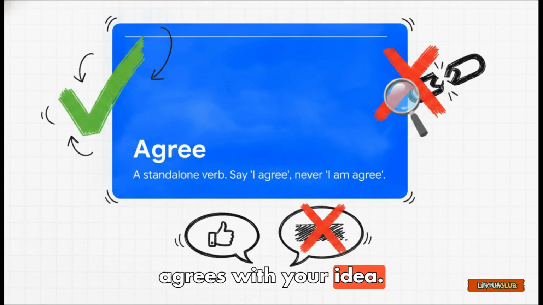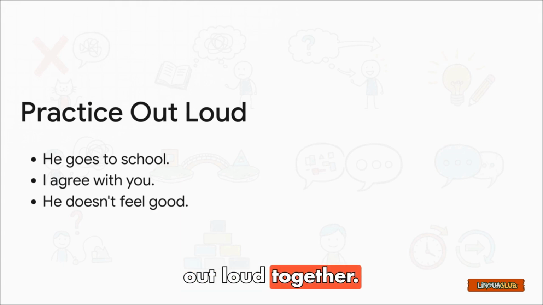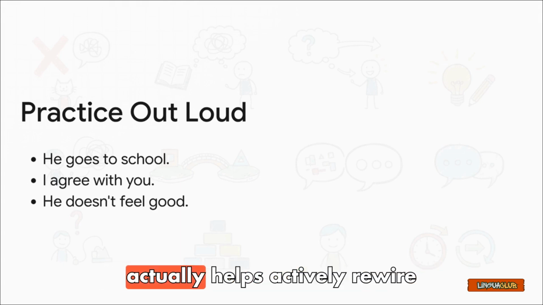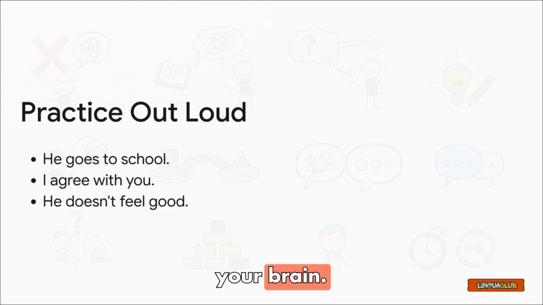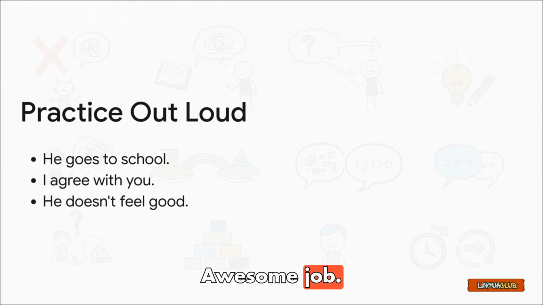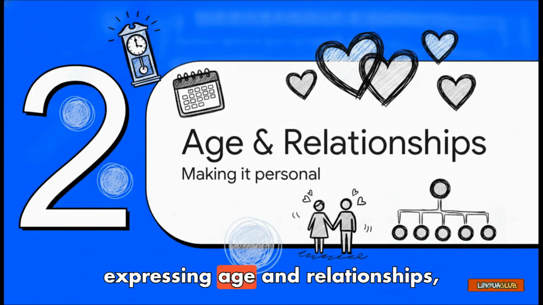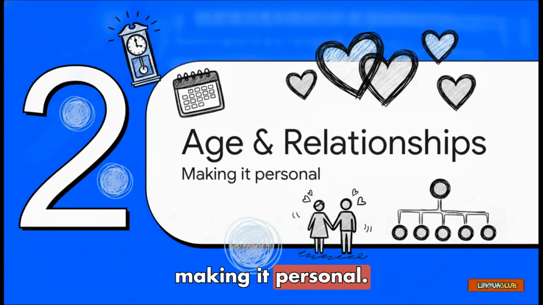Okay, let's actually practice this. I want us to read these examples out loud together. Using those pronunciation muscles actually helps actively rewire your brain. Ready? He goes to school. I agree with you. He doesn't feel good. Awesome job. And that brings us right into Section 2, expressing age and relationships, making it personal.